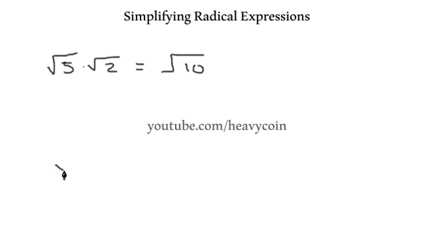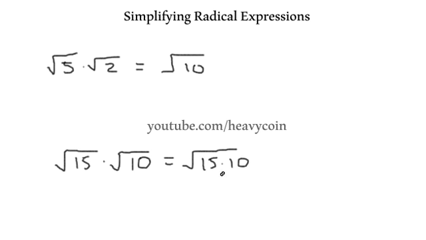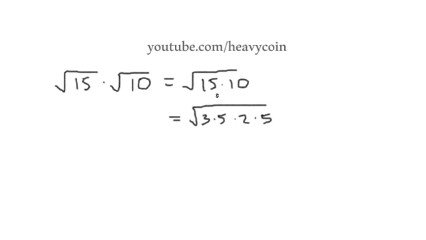What if we had the square root of 15 times the square root of 10? This would end up being the square root of 15 times 10, right? But what we're going to do here is factor the 15. Actually, let me just write it like this first. This is 3 times 5, and this is 2 times 5. Okay, so we're going to break it down into its product of primes. So we have two 5's here.